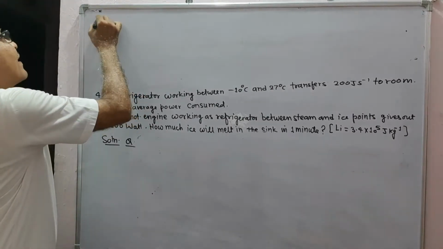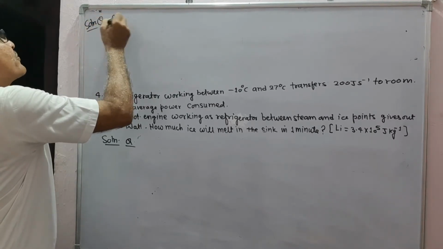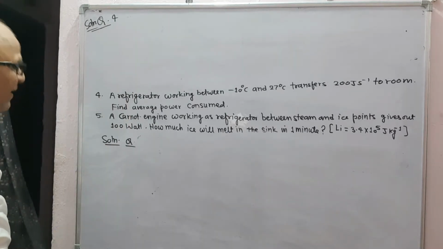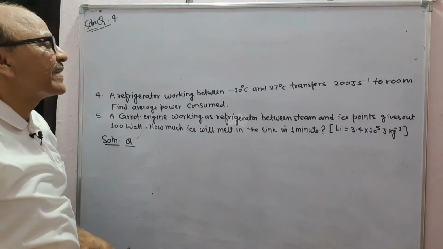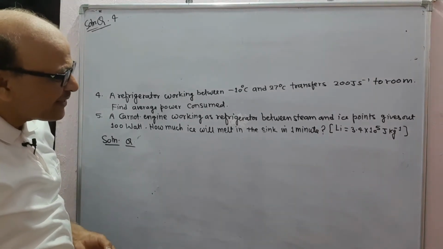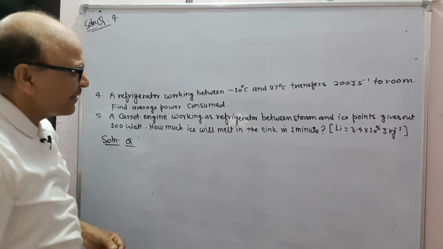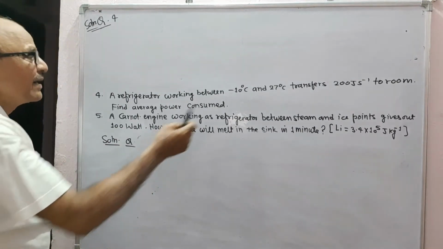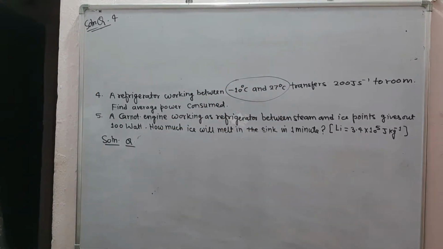Solution to question 4. A refrigerator working between -10 degree Celsius and 27 degree Celsius transfers 200 joule per second to the room. Find the average power consumed. These two temperatures will give efficiency.